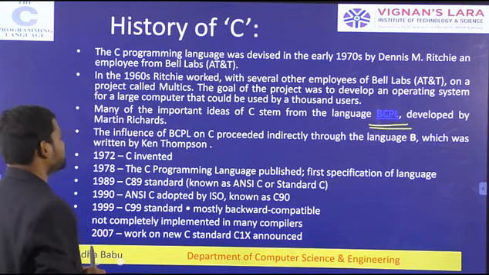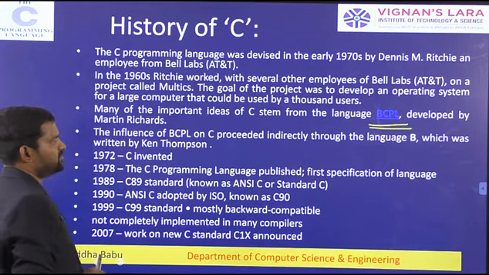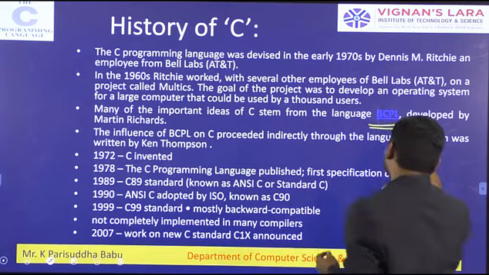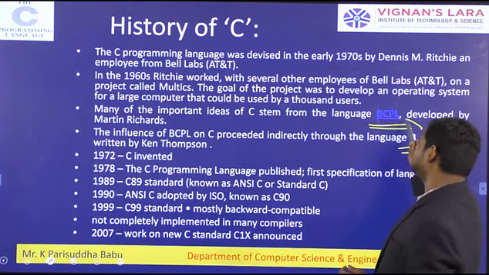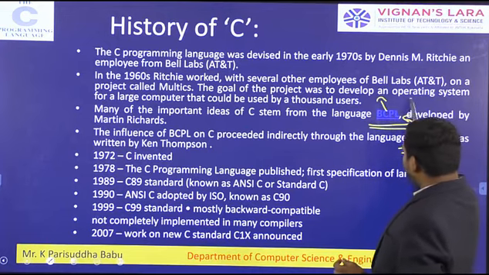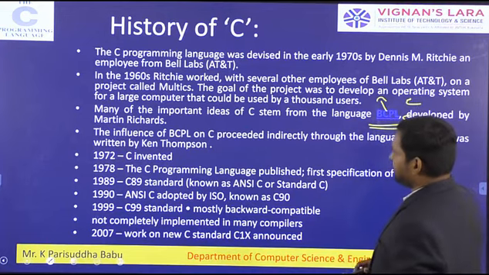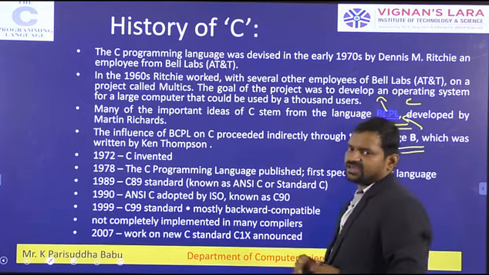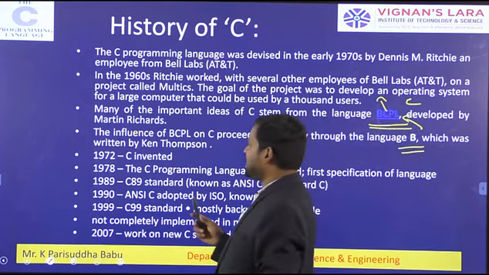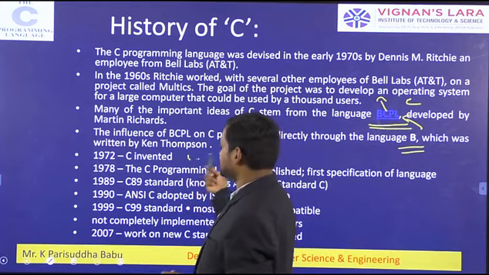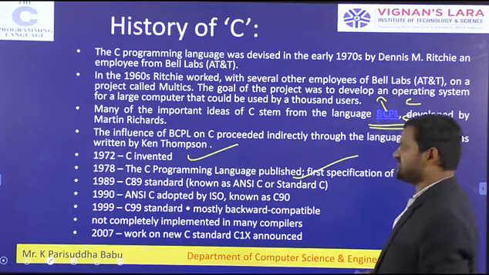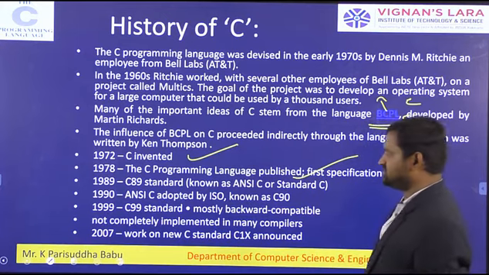So the influence of BCPL on C proceeded indirectly through the language B. B is from BCPL, okay. So BCPL to B, and B to the C language. The B language was written by Ken Thompson. From the 1970s it was converted to C, and in 1978 the C programming language first specification was published.